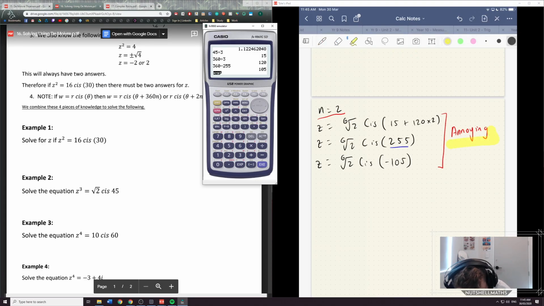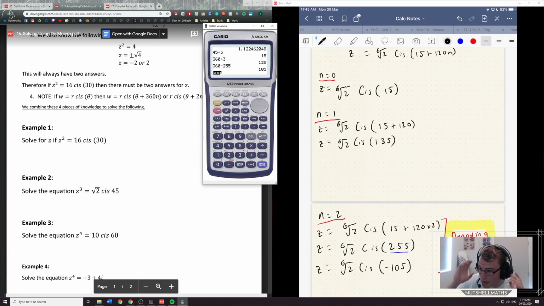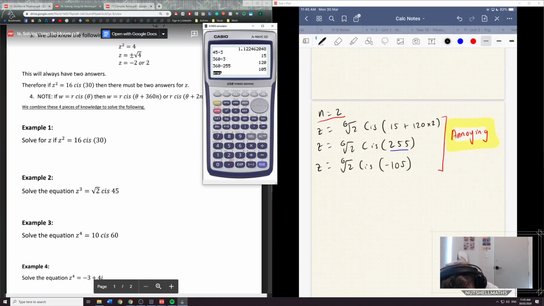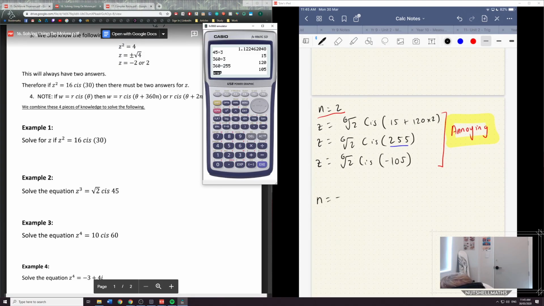This thing here is annoying, this process. If only there was a better way. Let's have a think about our understanding of n. Right? So we had n equals 0, n equals 1, n equals 2. Let me try something here. What about n equals minus 1?